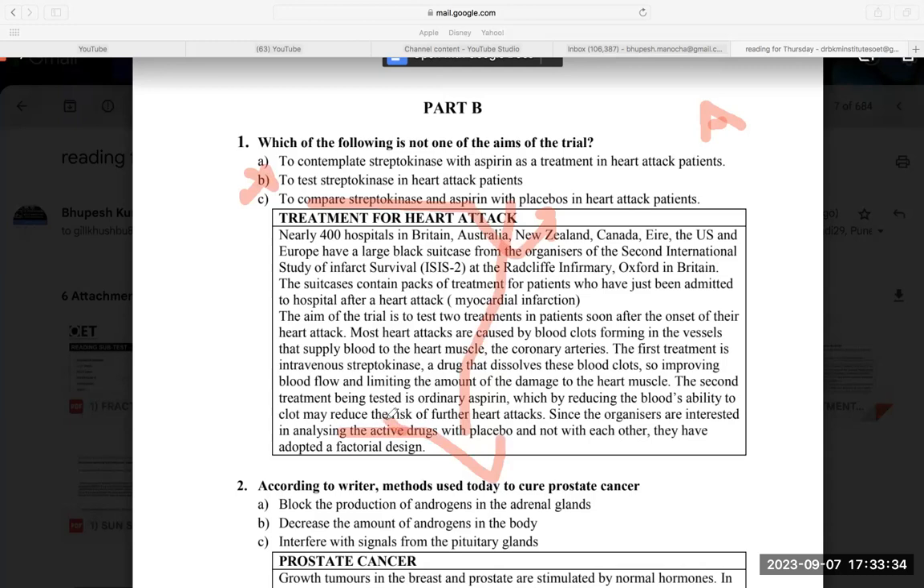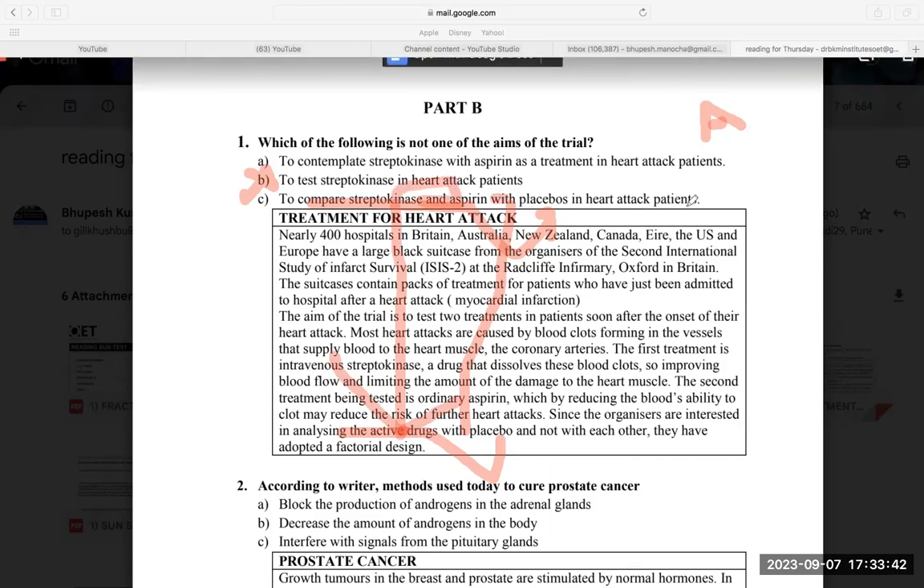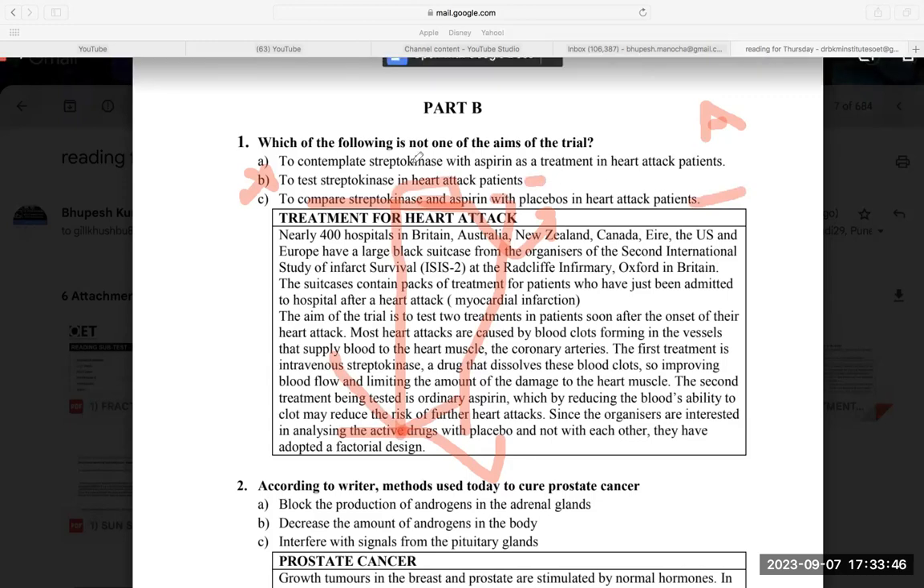Active drugs means streptokinase and aspirin. These are my active drugs, and over here they have named it this: these two active drugs with placebo. So this is making a lot of sense, so this is also correct. B is also correct, but I have to find not one of the aims. So A should be my answer.